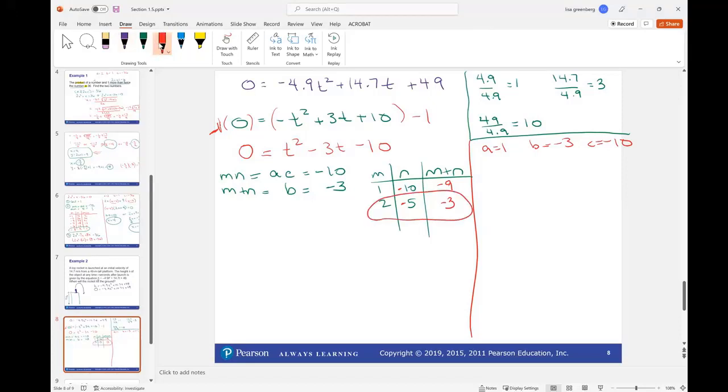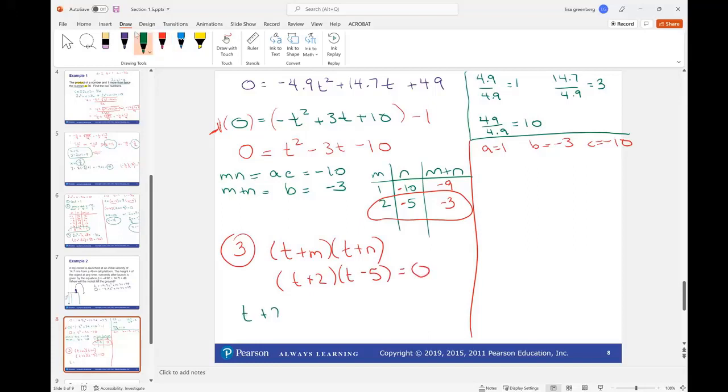And now why I say this is the easier way to do it is because the last step, I don't have to factor by grouping now. I can just say the answer is going to be, for this one, we're using t, so t plus m times t plus n. Because a is 1, I don't have to go through the whole thing where I separate it and factor it out by grouping. I just use those values. So my answer here is t plus 2 times t minus 5 equals 0.